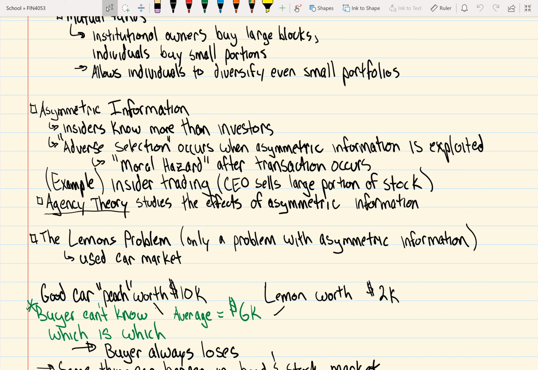So this whole dynamic of asymmetric information and the possible effects, the field that studies that is called agency theory. And also, if you all have ever taken an economics course, you may have heard of this already, but this leads to something called the Lemons problem.